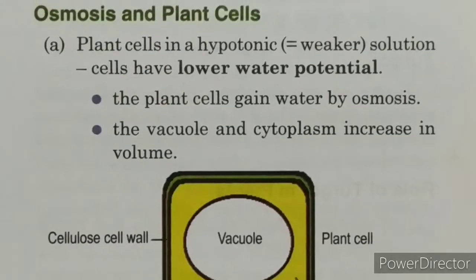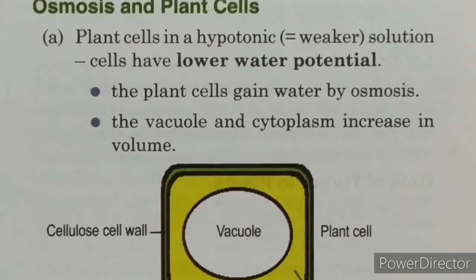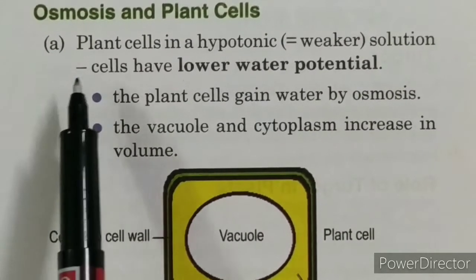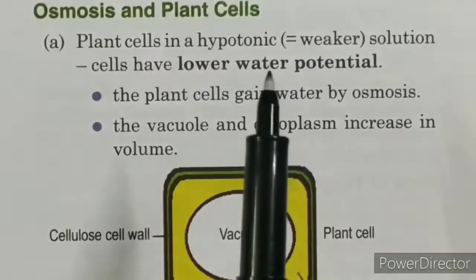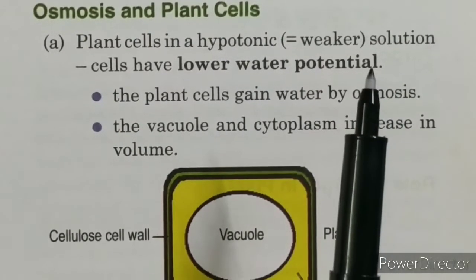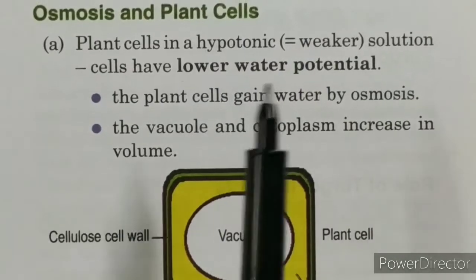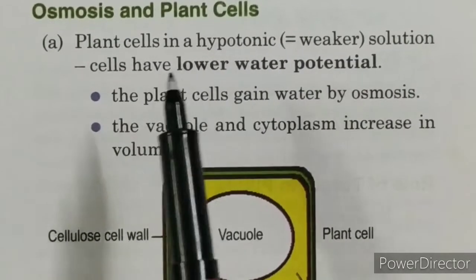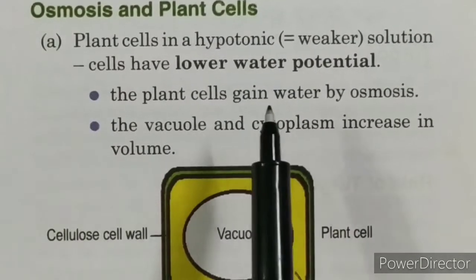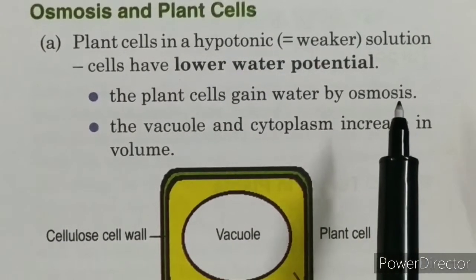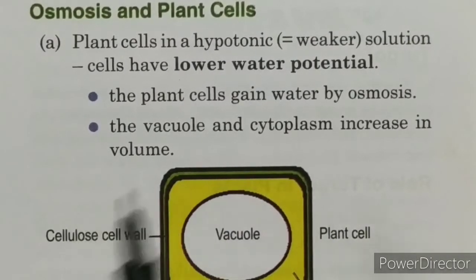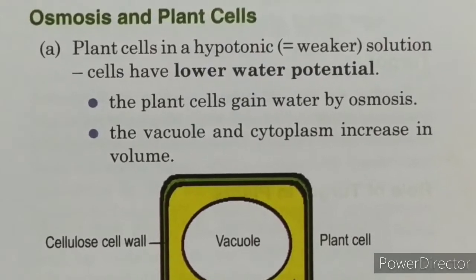Now let's see osmosis in our plant cells. So we know that plant cells in a hypotonic solution, which means a weaker solution where the concentration is less, have lower water potential... A hypotonic solution is a solution where the concentration is weaker, with fewer solutes, and the plant cell gains water by osmosis. And we know that the vacuole and cytoplasm increase in volume, so it expands, and we are going to look at this example.